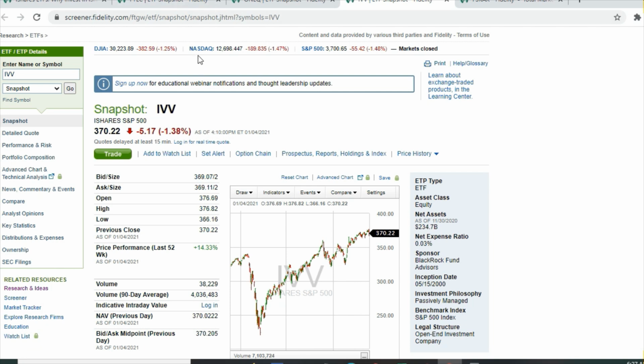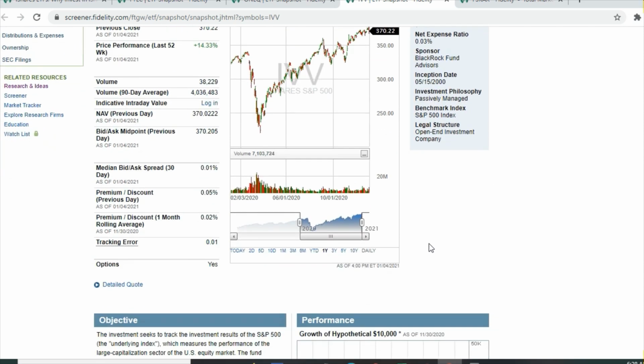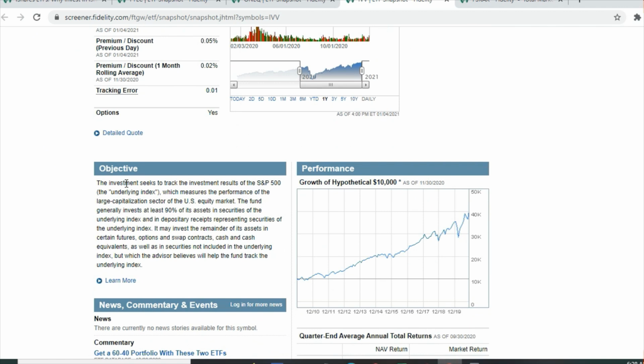Like we talked about Nasdaq, it tracks the S&P 500 as well. This one specifically tracks the S&P 500, which again is 500 of the largest companies in the United States. It was created in the year 2000. Expense ratio 0.03%, which means that for every $1,000 invested, it costs you 30 cents. That's it. If we look down here, we can see that this investment seeks to track the investment results of the overall S&P 500. It's not trying to beat the S&P 500, it's trying to match the overall results of this index.